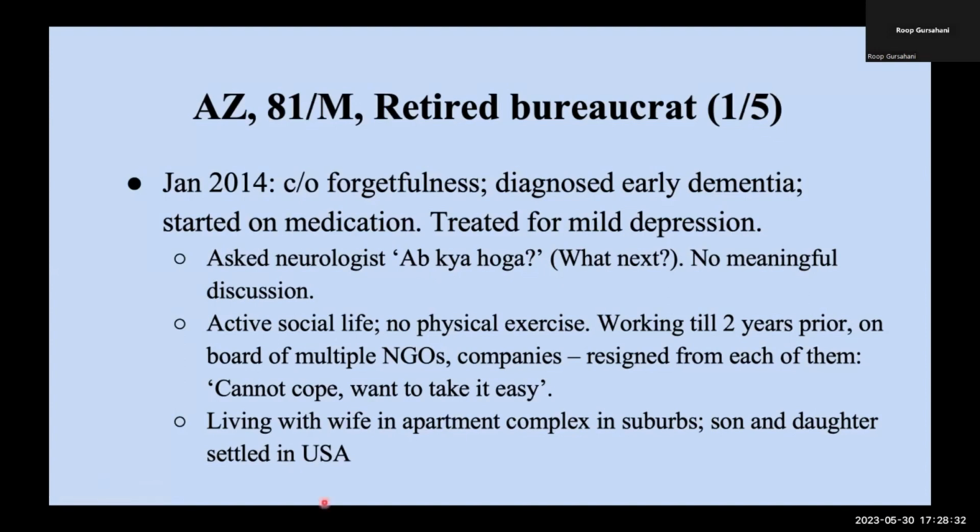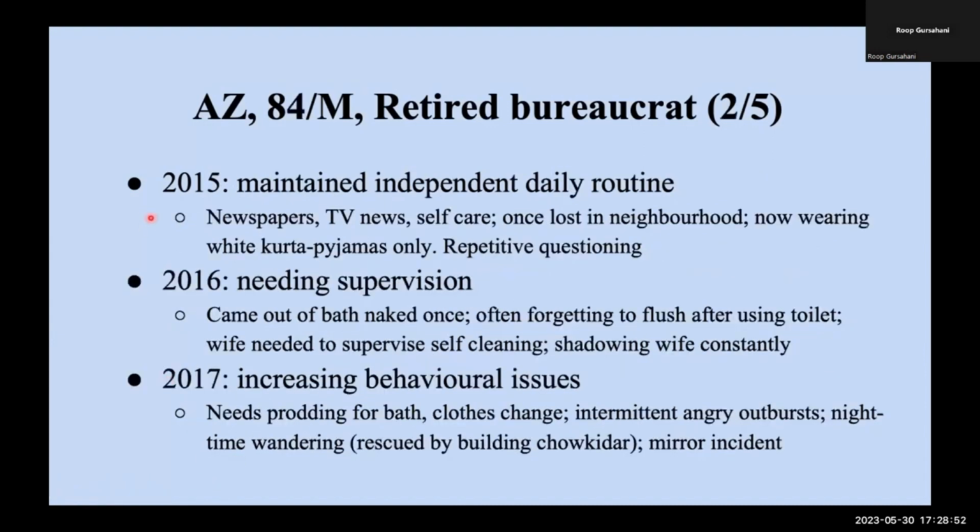In fact, he had been pretty active till then. He had given up his responsibility, though, a period of 2 years before this happened, because he said, I can't cope. And husband and wife lived in an apartment complex in a Mumbai suburb with the children in the US, as is so often the case. So 2015, his independent daily routine is maintained, but you can see he's now beginning to deteriorate, and he's asking questions again and again. In 2016, he starts to need supervision, forgetting to brush.